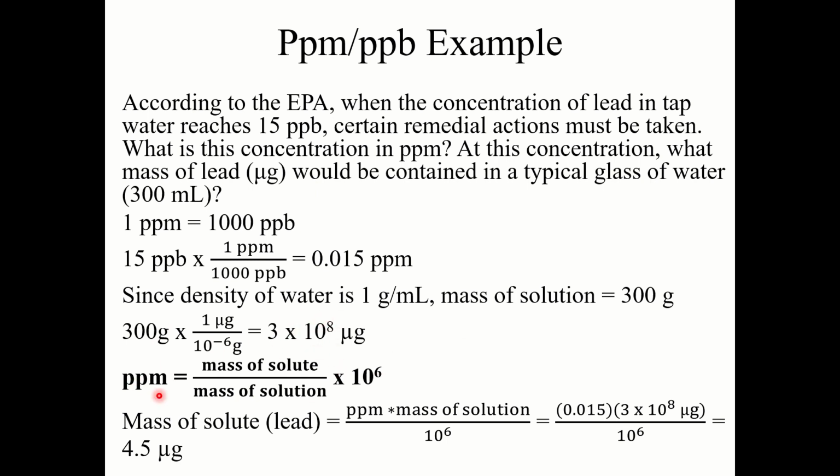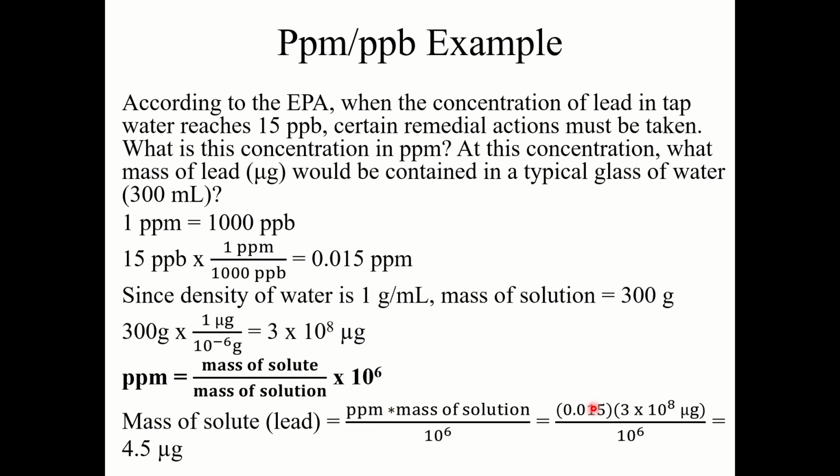Now let's think about our equation here. So parts per million equals mass solute, which essentially is mass lead, divided by mass solution, which is the mass of the glass of water, times 10 to the 6th. So we are trying to find mass solute. So I'm going to isolate that variable. So mass solute would be equal to parts per million times mass of solution divided by 10 to the 6th.